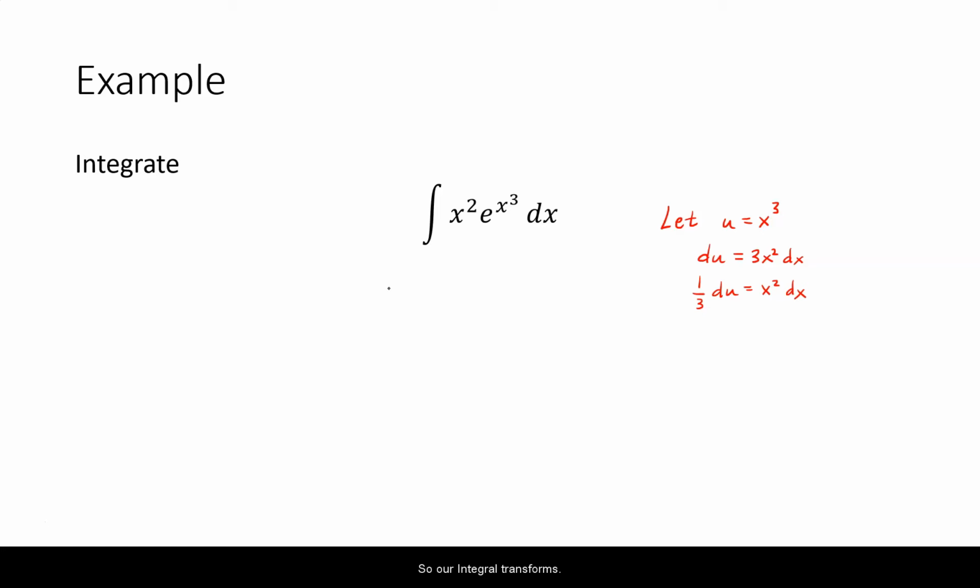So our integral transforms into 1/3 e to the u du, which will be 1/3 e to the u plus c. And now we can put our u back in, which was x cubed. So we have 1/3 e to the x cubed plus c.